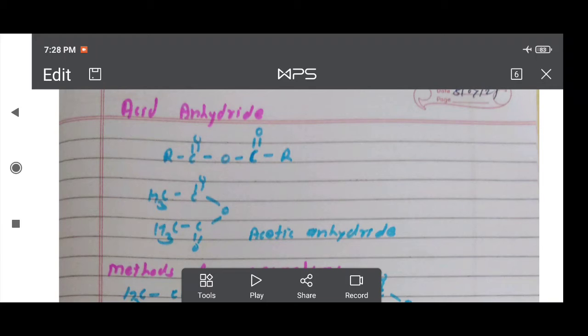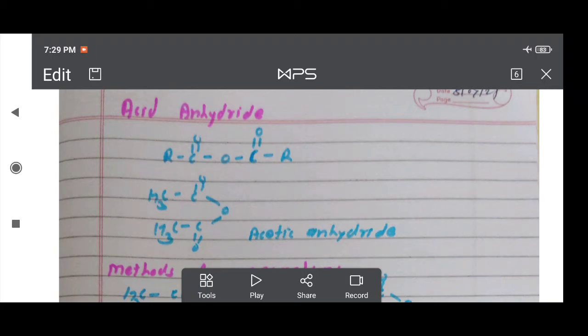If succinic acid is heated, it loses a water molecule to form succinic anhydride, and the IUPAC name of succinic anhydride is butanedioic anhydride. In the case of phthalic acid, a benzene ring is attached to COOH groups. If phthalic acid is heated, it releases a water molecule, forming phthalic anhydride. The IUPAC name of phthalic anhydride is orthobenzenedioic anhydride.